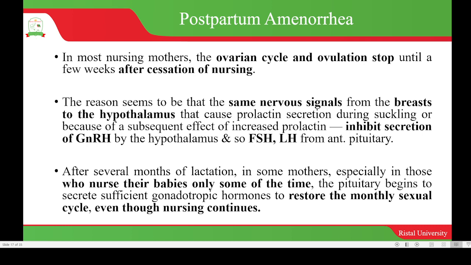Postpartum amenorrhea. In most nursing mothers, the ovarian cycle and ovulation will stop until a few weeks after cessation of nursing. The reason seems to be that the same nervous signals from the breasts to the hypothalamus, which cause prolactin secretion during suckling, or a subsequent effect of increased prolactin, inhibit the secretion of gonadotropin-releasing hormone by the hypothalamus, and so the follicle-stimulating hormone and also the luteinizing hormone from the anterior pituitary gland.